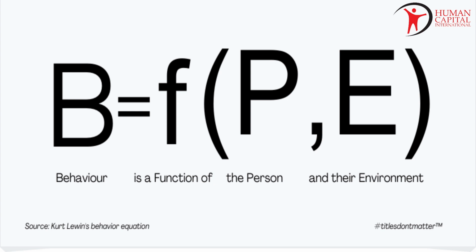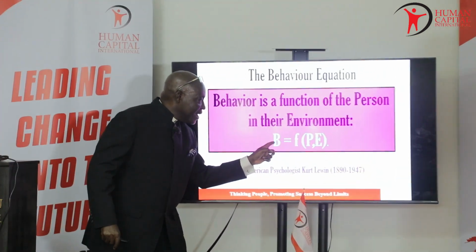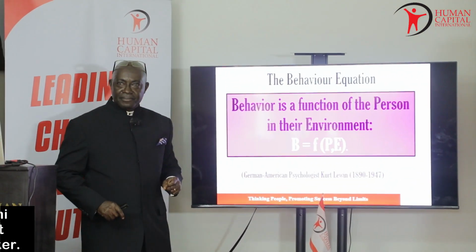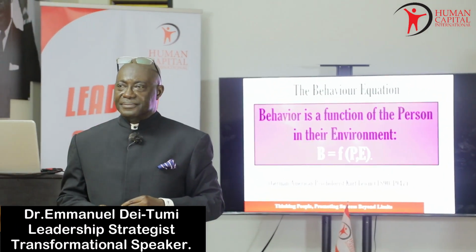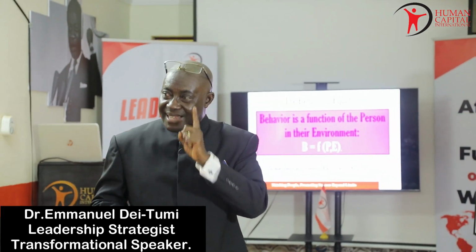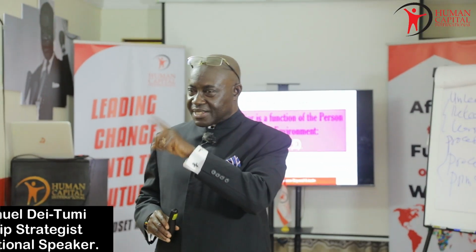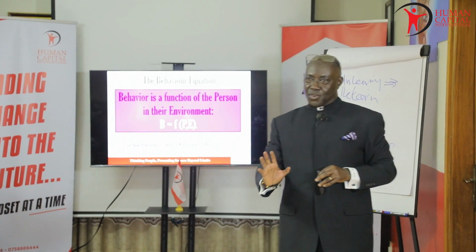So if I want to change my behavior, the first thing I must look at is the environment I find myself in. Because that person is in that environment. So the function of my behavior is me and the environment. And if I can change the environment, I can change my habits. And remember I've said, environment is not only external, but it's also intrinsic, which is your mind, internal. I'll come to the mind side of it later. But for now, I want us to focus on the external.